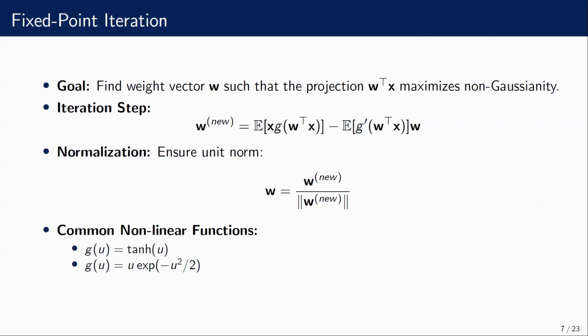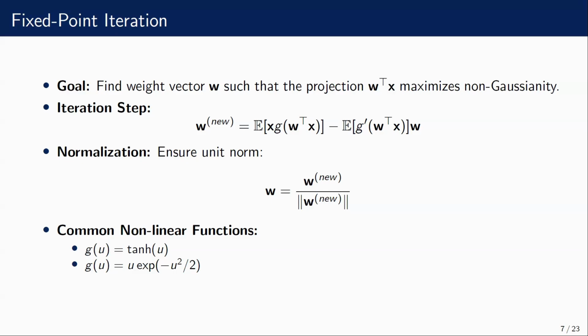Now let's look at the core part of the FastICA algorithm, the fixed point iteration. Recall that our ultimate goal in ICA is to find the demixing matrix W so that we can recover the independent sources from the observed mixtures. To find each row of this matrix, that is, each weight vector w, we use this iterative method. The idea is to choose w such that when we project our data onto it, the result should be as non-Gaussian as possible. This update rule here is what helps us to do that.